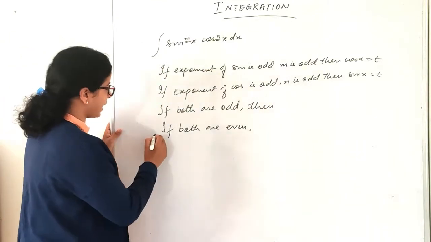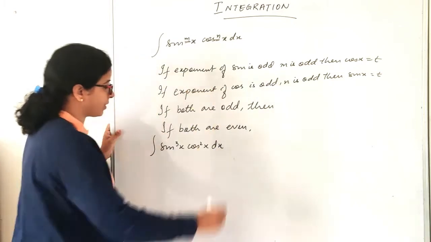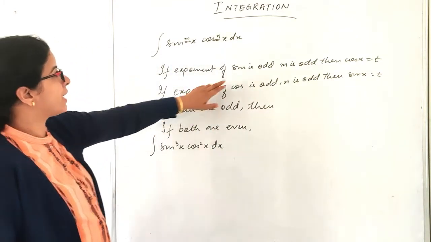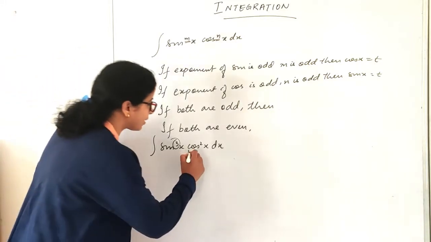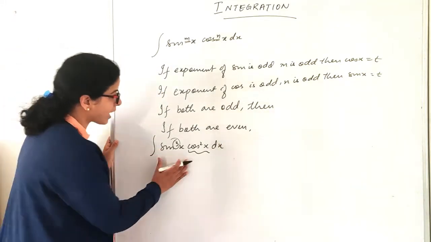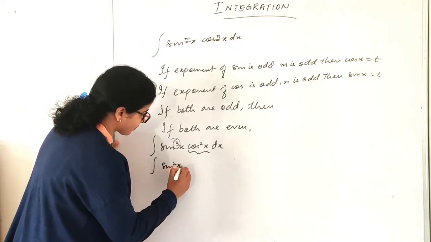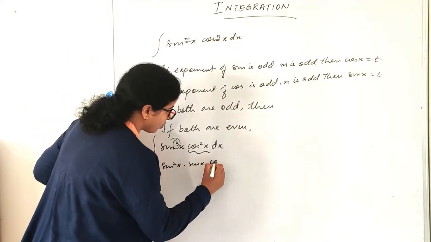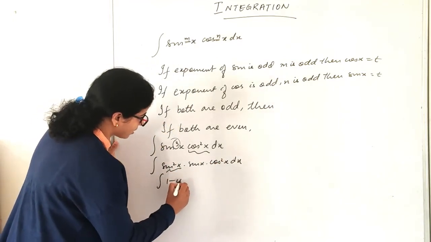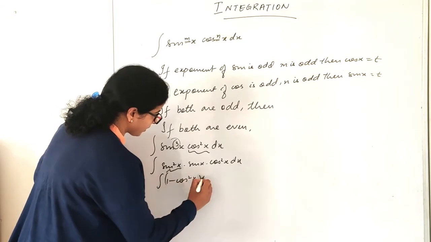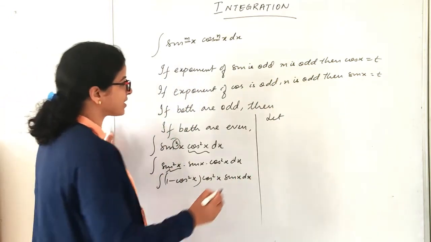Say for example I have the integral of sin cube x cos square x dx. I told you whenever the exponent of sine is odd, as it is here, we let cos x be t. So first I have to modify my integration. I will write it as sin square x into sin x into cos square x dx. I will convert sin square x as 1 minus cos square x, times cos square x, sin x dx.